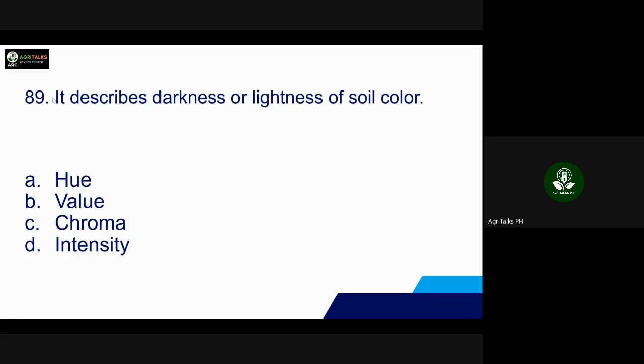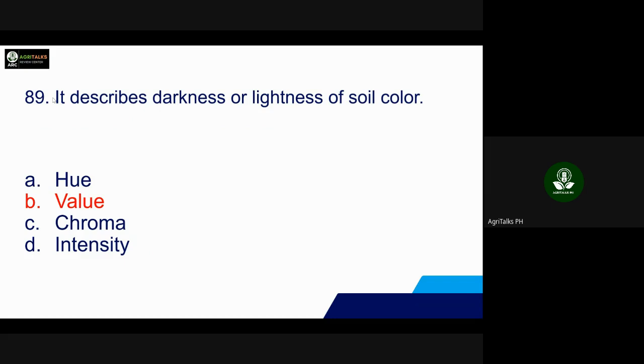89. It describes darkness or lightness of soil color. So it's either letter A, hue, B, value, C, chroma, D, intensity. The correct answer is letter B, value.